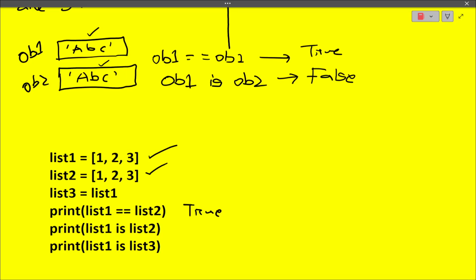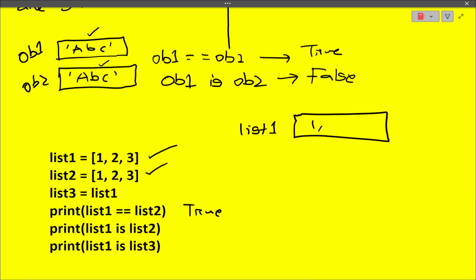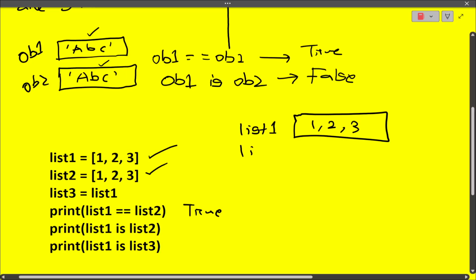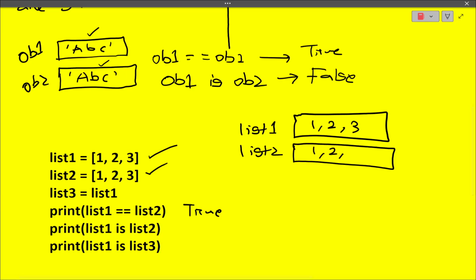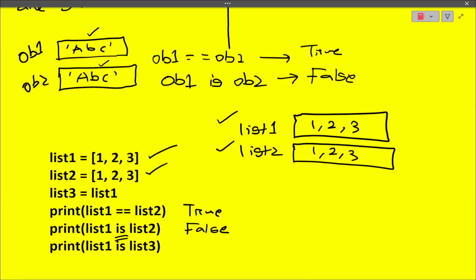Now talking about the second printing statement, that is list 1 is list 2 or not. So let us see. List 1 will be created as a different object, and its occupancy of the memory will be different. If I am using list 2, it will also have 1 2 3, but your objects are different to one another, and is checks whether they both refer to the same object or not. Here, as you can see, both refer to different objects, so definitely you will get the answer as false.